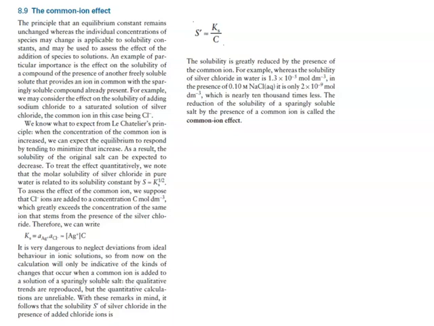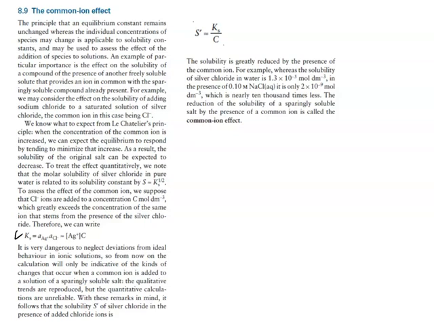To treat the effect quantitatively, we note that the molar solubility of silver chloride in pure water is related to the solubility constant K sub S. It's approximately equal to the square root of K sub S. To assess the effect of the common ion, we suppose that chloride ions are added to a concentration which greatly exceeds the concentration of the same ion that stems from the presence of silver chloride. Therefore, we can write the following.